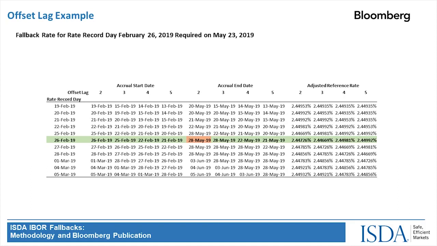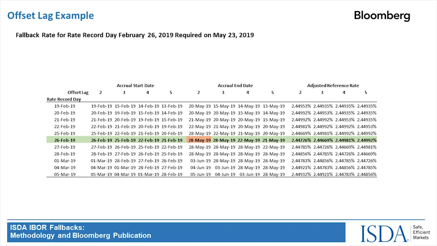For this example, let's consider that already in 2019 we're post the IBOR cessation trigger and using the fallback. In the table, I've listed the accrual period dates for the fallback calculation and resulting adjusted reference rates under offset lags of 2 to 5 reference rate business days. Again, assume we're already post-cessation, so the spread adjustment is a fixed value here and we only need the adjusted reference rate to be calculated in order to determine the fallback rate.